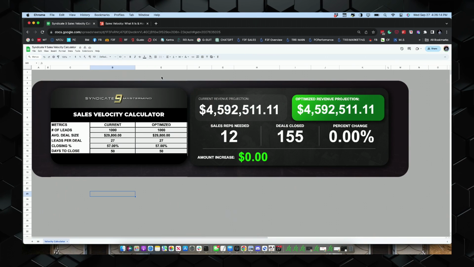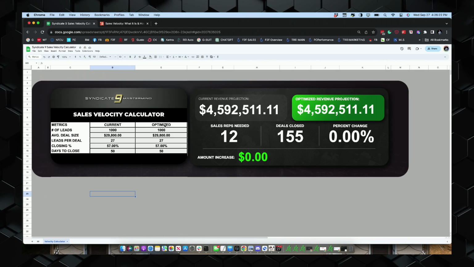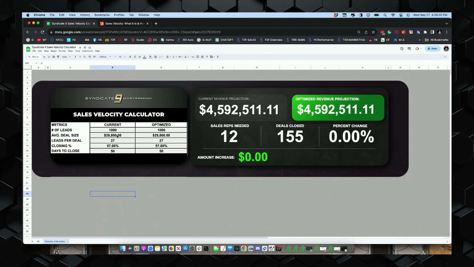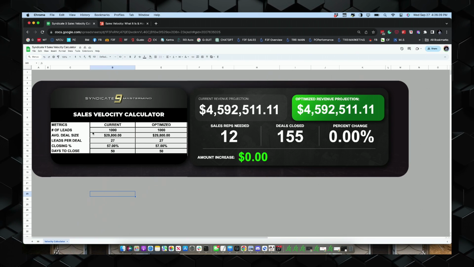That becomes your sales velocity number of revenue, and it's right here. So these are my current KPIs. What you do is you put your current KPIs in here, and then we have optimized KPIs of what that looks like. And what we talked about in our Syndicate 9 Mastermind meeting is what happens when we optimize, or what we have to do to optimize these individual numbers, and what it does to the bottom line. So this right here is leads per month, right?